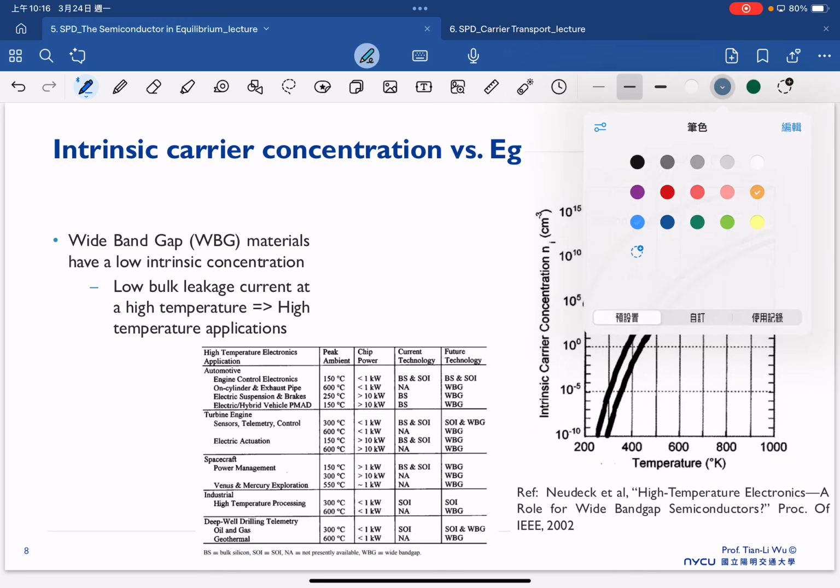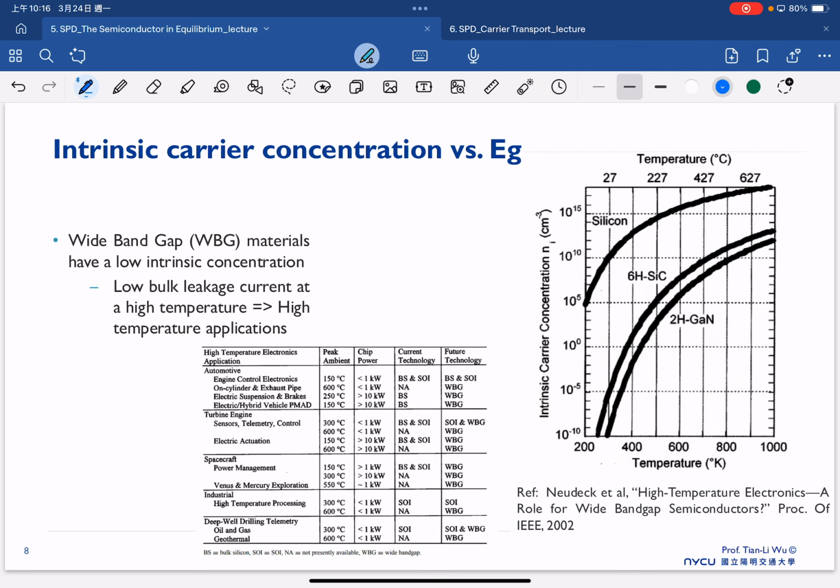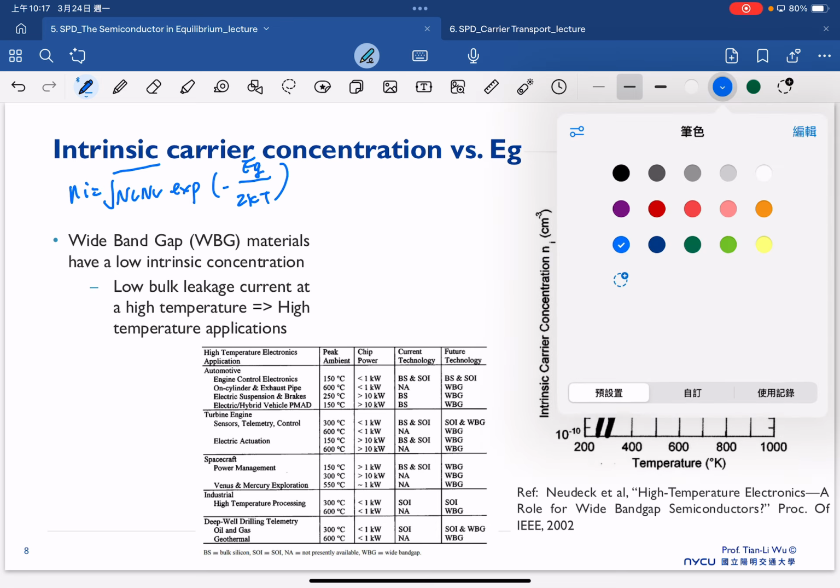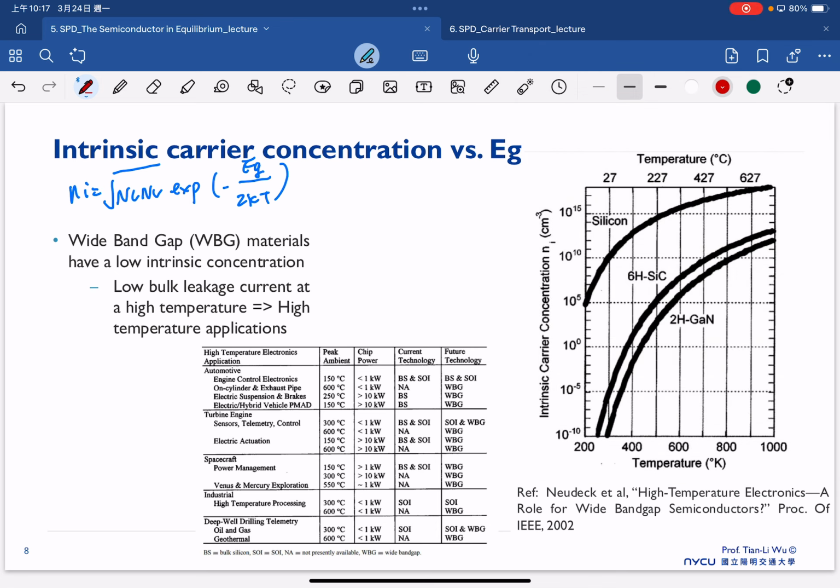Now we all know that our intrinsic carrier concentration, Ni, is given by the equation shown here: NC/NV exponential of minus Eg over 2kT. In the previous slide, we showed that our Ni is highly dependent on our temperature. But this equation also shows that our Ni is highly dependent on our band gap.